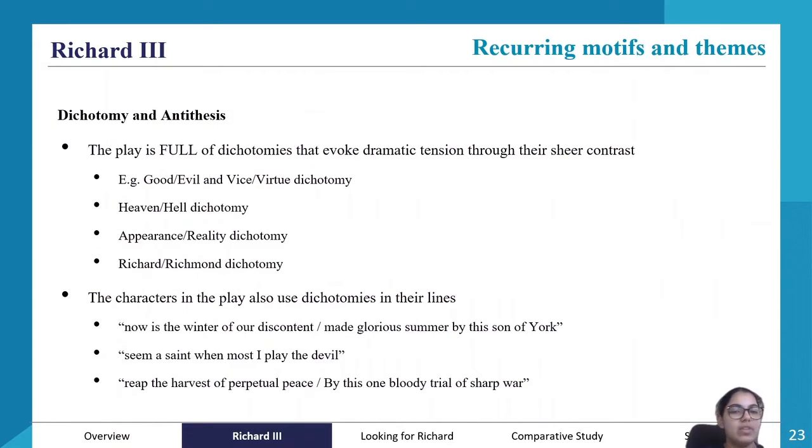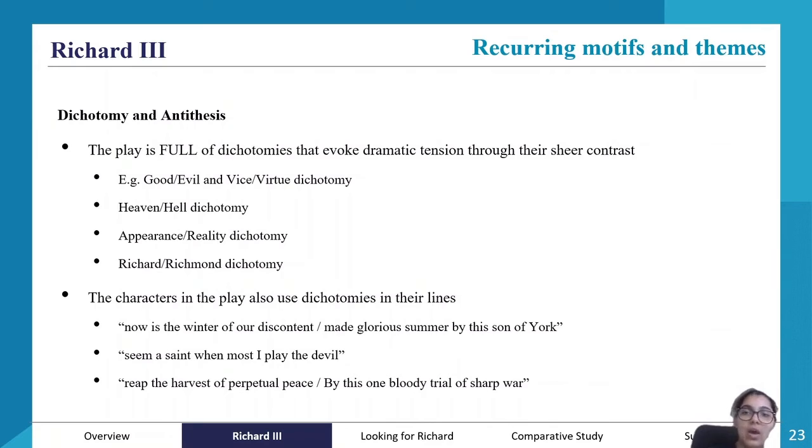Last recurring motif and theme that I want you to consider is that the play is full of dichotomies. So it's full of dichotomies that evoke dramatic tension through their sheer contrast. So good versus evil, vice versus virtue dichotomy. We see that throughout the play. The good Richmond versus the evil Richard. The wise Richard versus the virtuous Richmond.